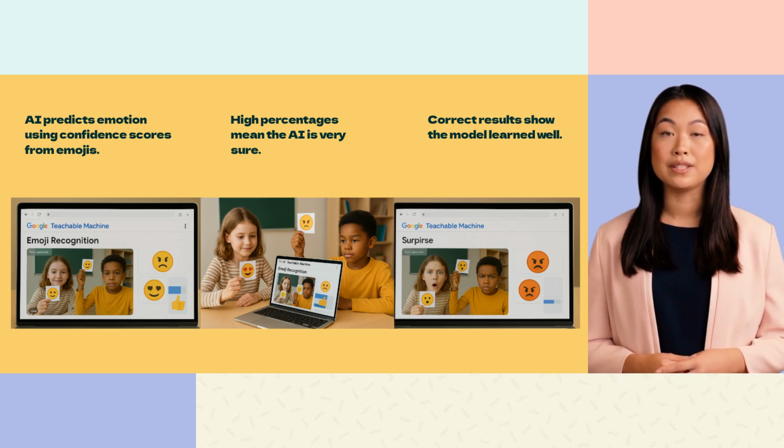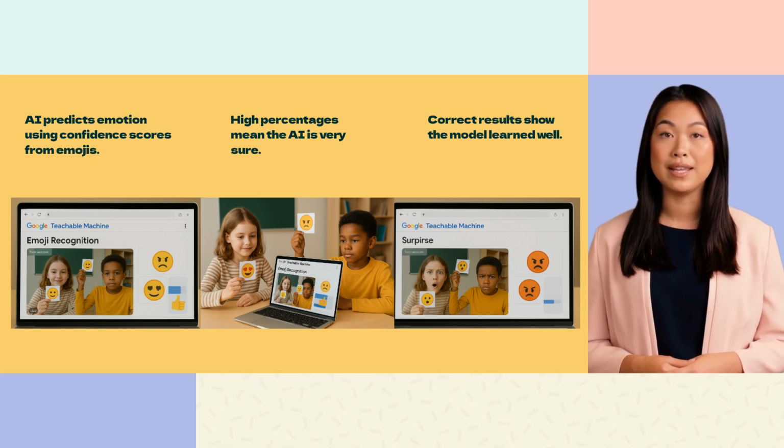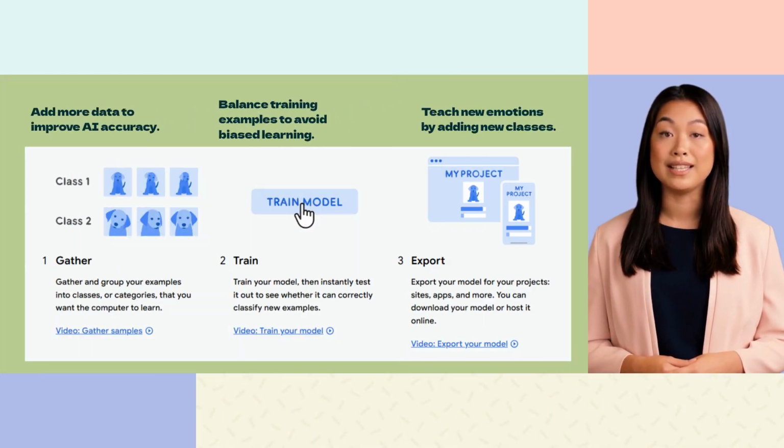Overall, if your AI mostly got the answers right, give yourself a pat on the back. You successfully trained a machine to recognize emotions. You've tested your AI and seen it in action. Awesome. Now, a true scientist always asks, can we make it even better?